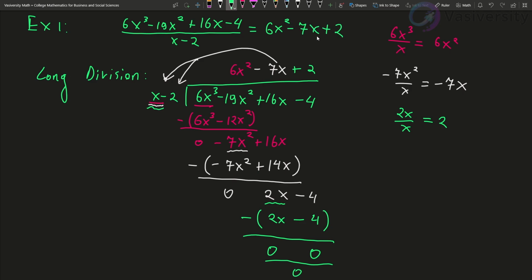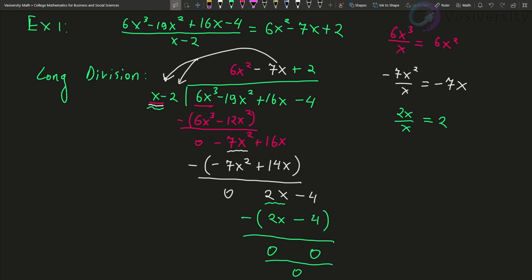The key thing here is that we were trying to figure out if x minus 2 is indeed a factor, and it is actually a factor of this polynomial. So it's very helpful for us to know how to do long division, because we are able to find factors and possibly roots of very difficult polynomials.